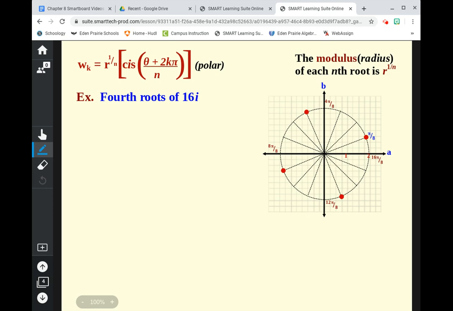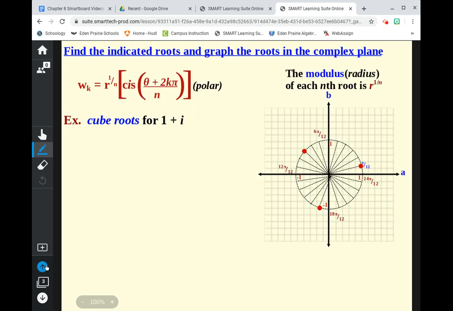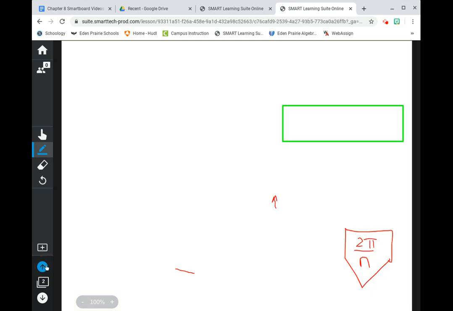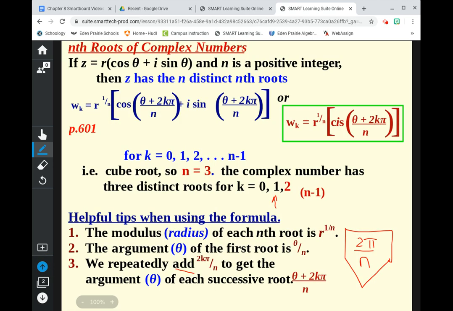Working backwards, this next one asks for the cube root. So home plate will be 2 pi over 3. All this is going to make more sense when you see how to use home plate. But for now, make sure you always have 2 pi over n. That is what you add for each successive root. This can be very, very simple.